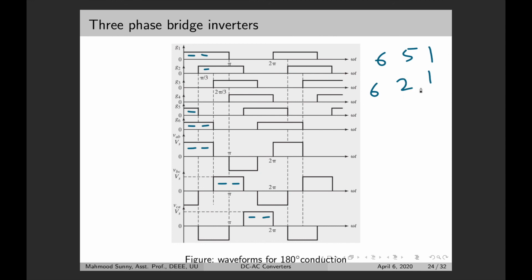So we can see from this pattern, the next one should be 1, 2, 3. So 1, 2 and 3, which gives us this one. And for this one it should be 2, 3 and 4. So 2, 3 and 4. So by correctly modulating the gate signals, we can get a proper output three-phase voltage.